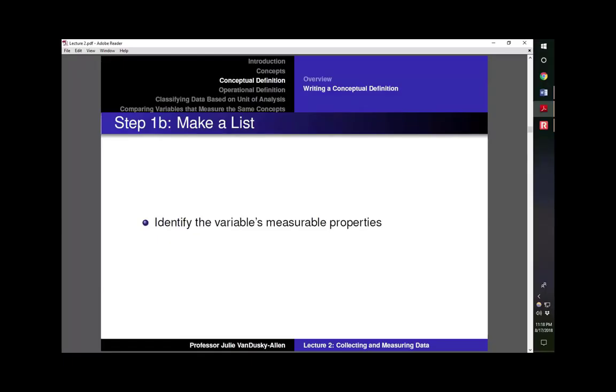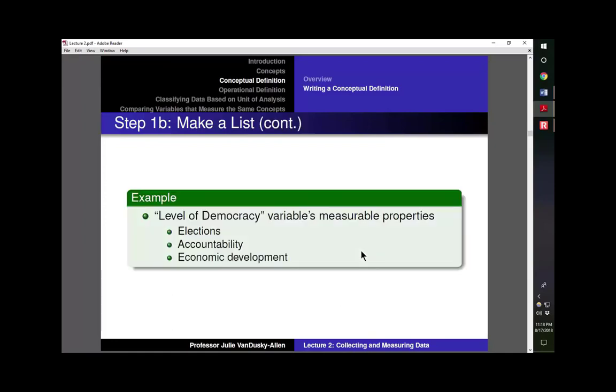The next step in developing a conceptual definition is identifying the concept's measurable properties. These are properties that we can observe in the real world. For example, if we were writing a conceptual definition of democracy, the measurable properties of democracy can include whether a country has elections, whether leaders of a country are held accountable for their actions, and whether the country has a highly developed economy. Those are all potential properties of democracy that we can actually observe in the real world.